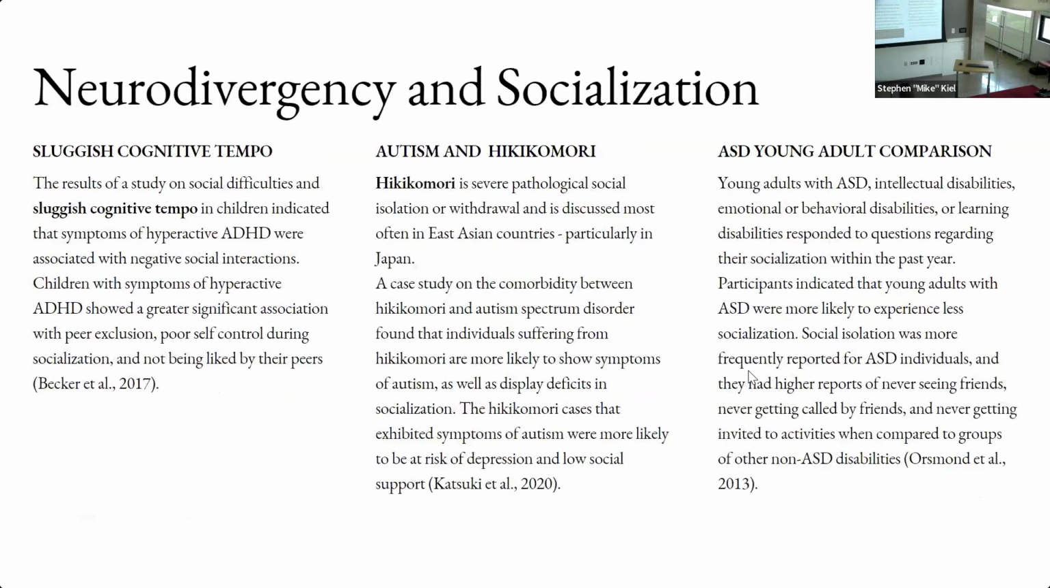In East Asian countries, particularly Japan, there is a concept of hikikomori, which is severe pathological social isolation or withdrawal. A case study on the comorbidity between hikikomori and autism spectrum disorder found that individuals suffering from it are more likely to show symptoms of autism, as well as display deficits in socialization. The hikikomori cases that exhibited symptoms of autism were more likely to be at risk of depression and low social support. This is indicating that there is social isolation and loneliness associated with neurodivergency.